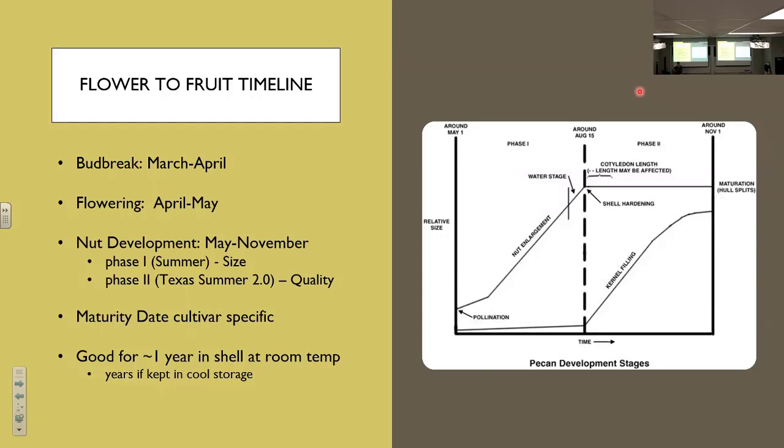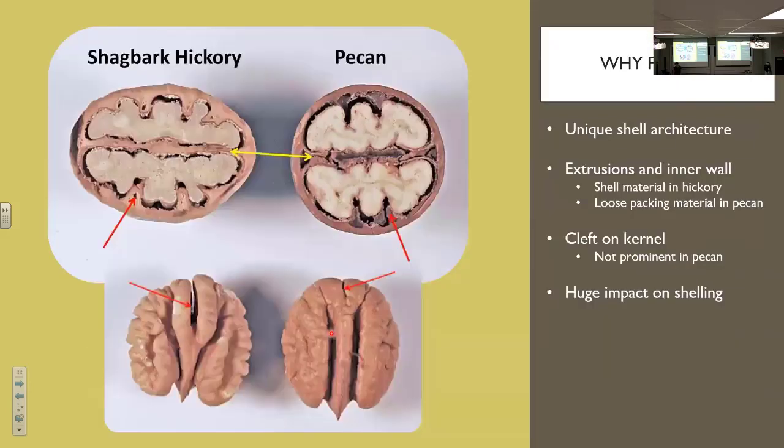So you're looking at a difference of about a month in harvesting time between genetic backgrounds. This can affect the prices received at market, as earlier harvested material usually gets higher prices because the supply is lower. But once you harvest them, you can keep them in shell for multiple years if you keep them in cool storage. So what else makes pecan so viable as a tree nut species and as an agronomic crop?